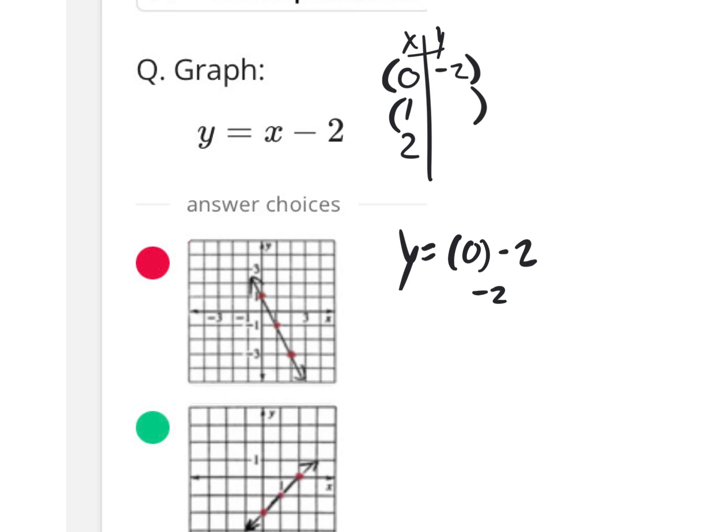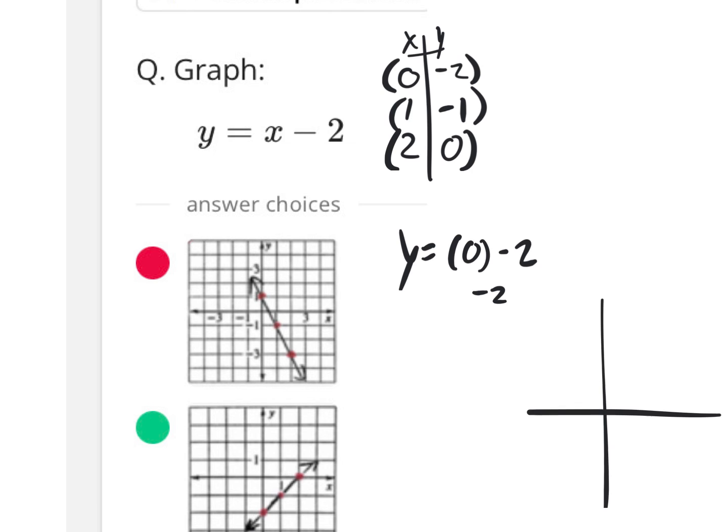How about the input of 1? What does it give us? Well, let's plug in a 1 right there. What is 1 take away 2? 1 take away 2 is negative 1. So the x value of 1 gave us the y value of negative 1. Now let's plug in a 2. What's 2 take away 2? That's 0. So put a 0 right here. And those are your 3 coordinates.